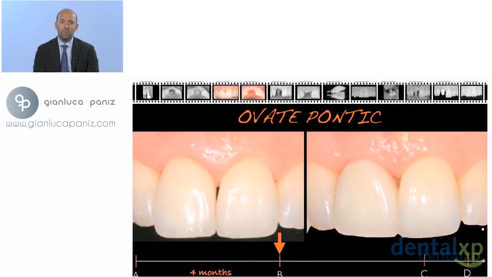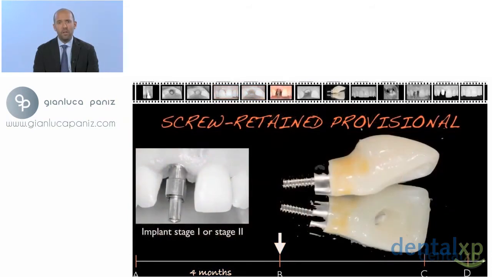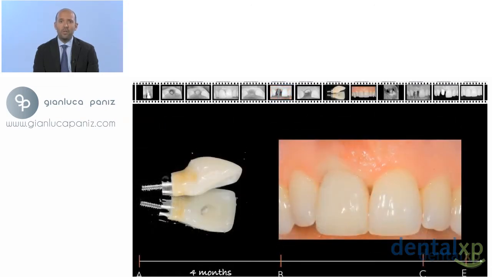Normally, what we try to do is to index the implant at stage 1. It means that right after the implant insertion, we take an immediate impression of the implant and we give time to the dental technician to fabricate a screw-retained acrylic or composite, if we prefer, provisional restoration that is prepared during the time of osseointegration and then is delivered to the patient at implant stage 2, which happens to be 4 months after the implant insertion.